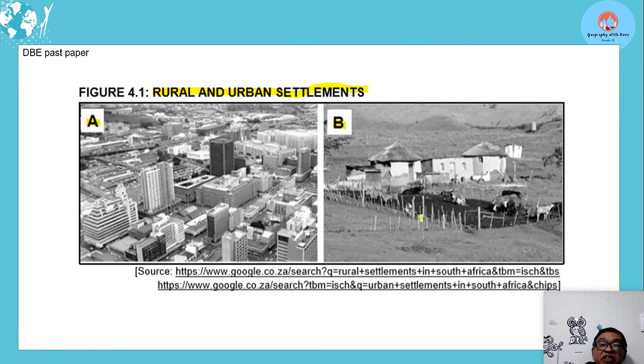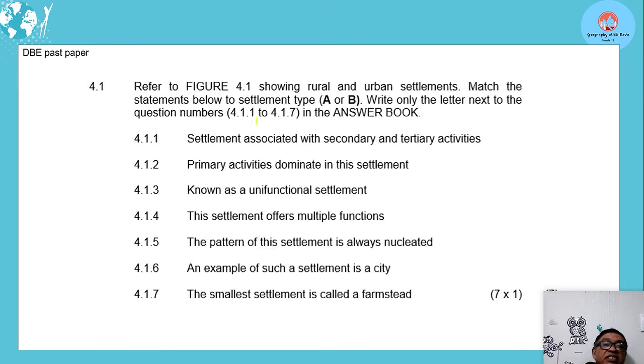I see lots of vegetation. I do see sort of huts, and I see a lot of land around it. This will be my rural area. Okay, so let's get to the questions. Let's see this one. Settlement associated with secondary and tertiary. Clearly, it's multifunctional. So it's my urban area, which is A.